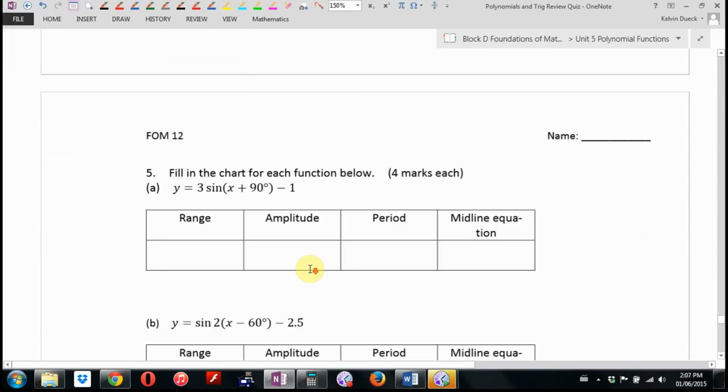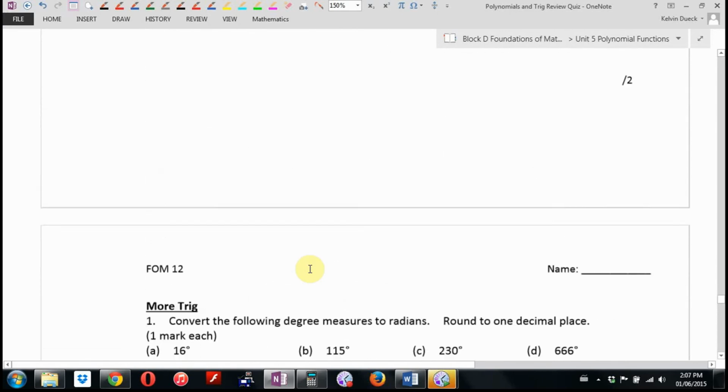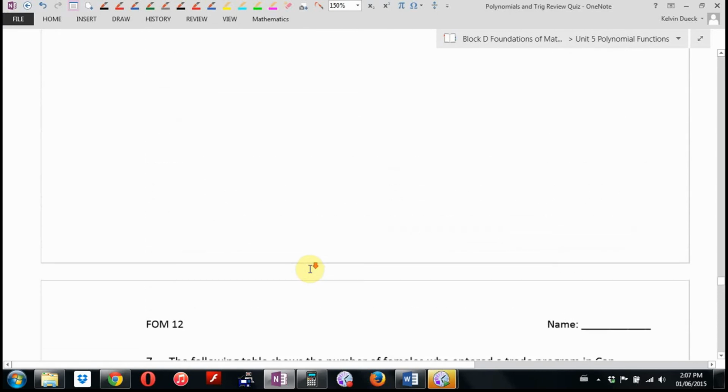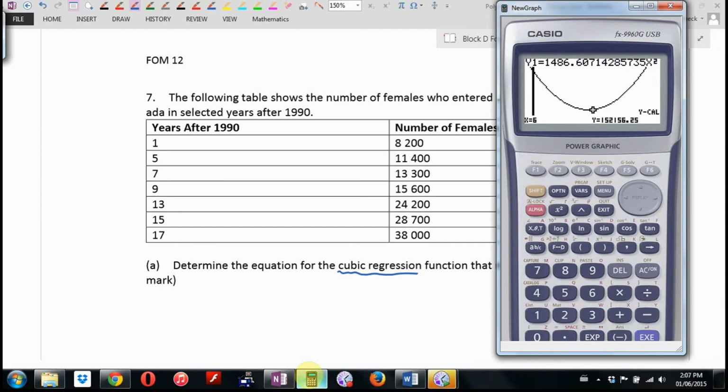How many more am I doing here? Whew. Oh, nearly there. Females who entered a trade program in Canada. And apparently this is going to be a cubic regression. I have a feeling this is actually going to be pretty lousy data.